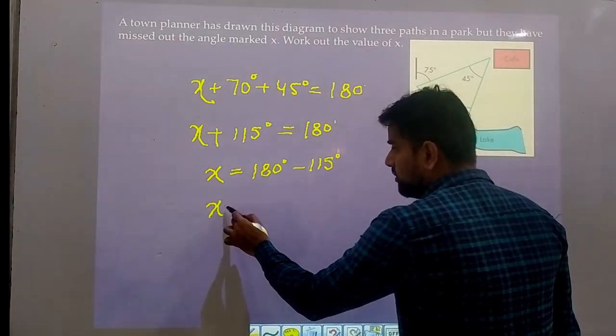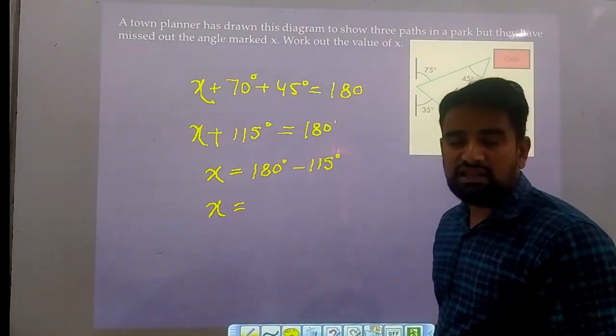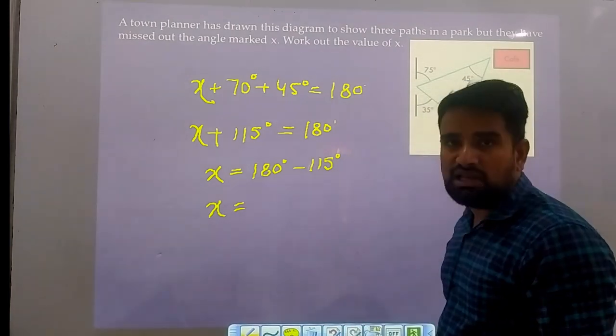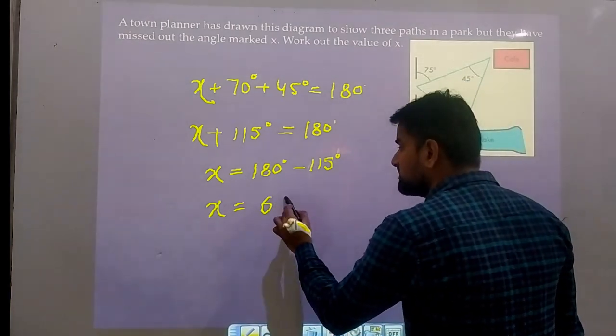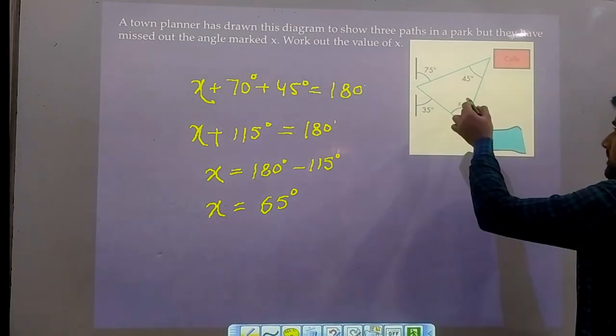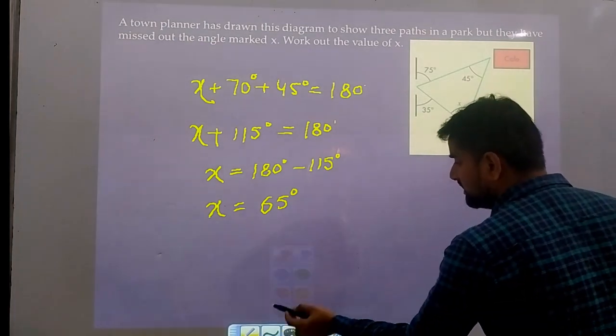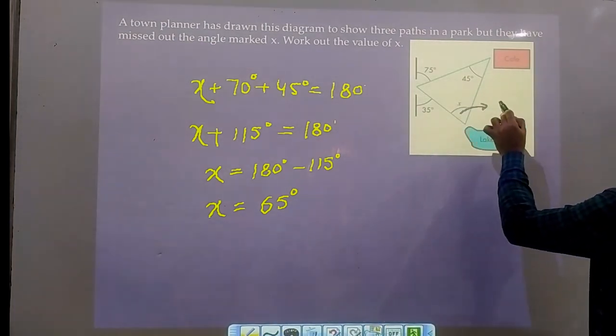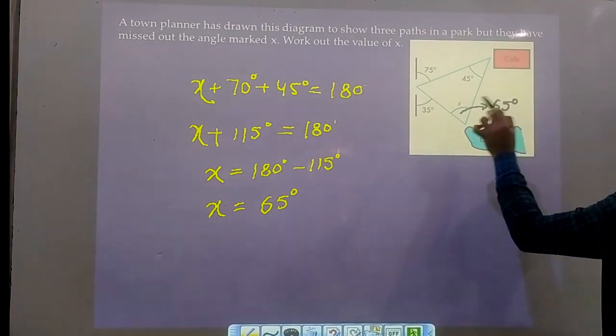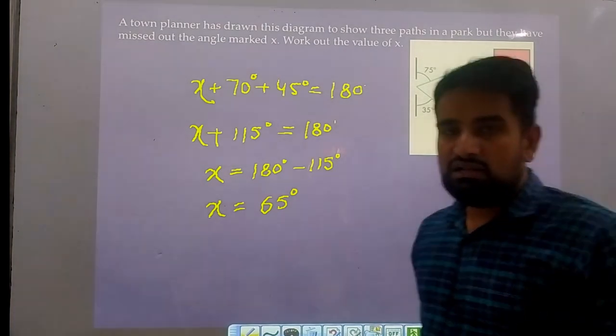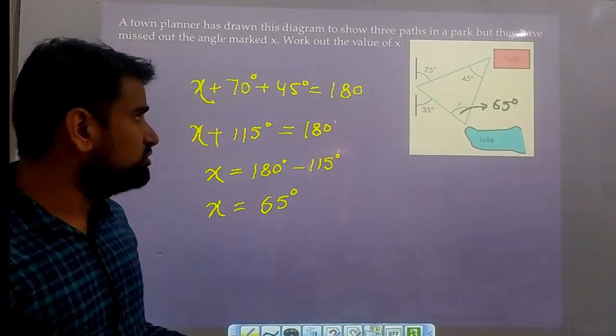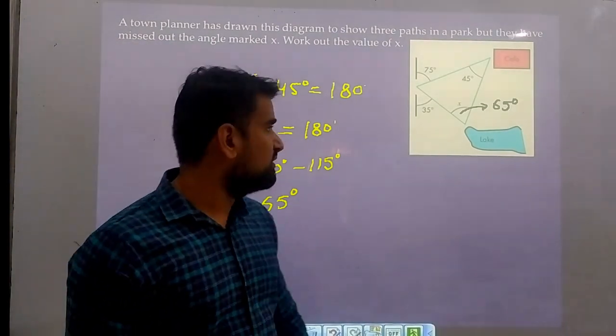So x is equal to how much? 180 minus 110 is 70 degrees, 70 minus 5 is 65 degrees. So I can say that this is 65 degrees. So here the value of x, we can clearly say that this angle is equal to 65 degrees. So the missing angle that the town planner could not do was a 65 degree angle, that was x.